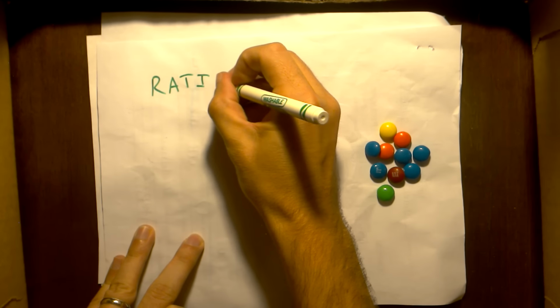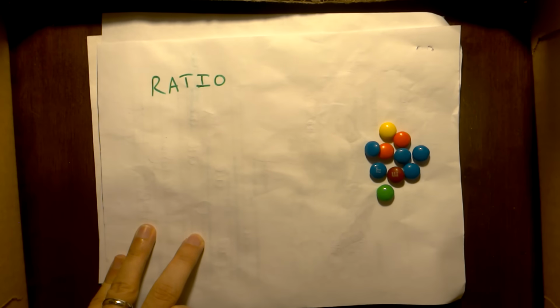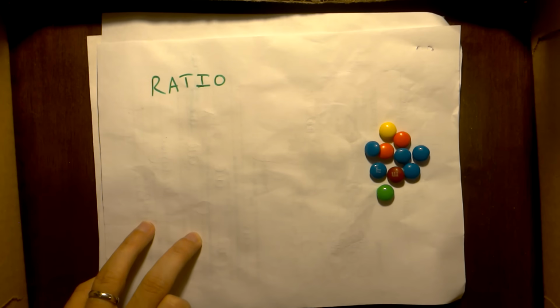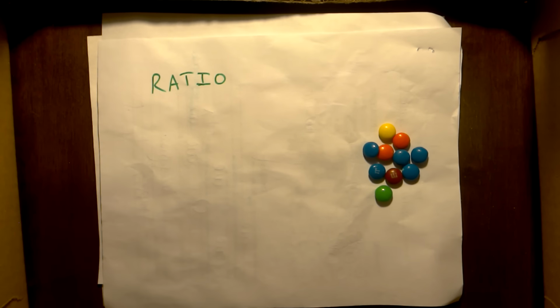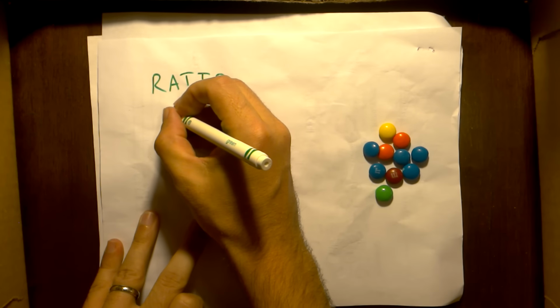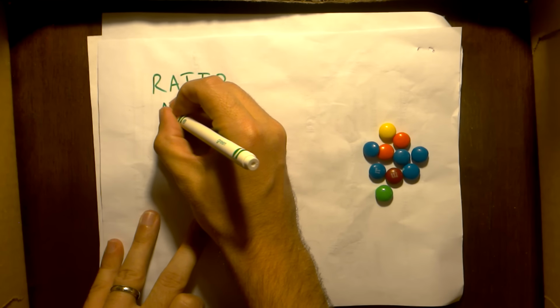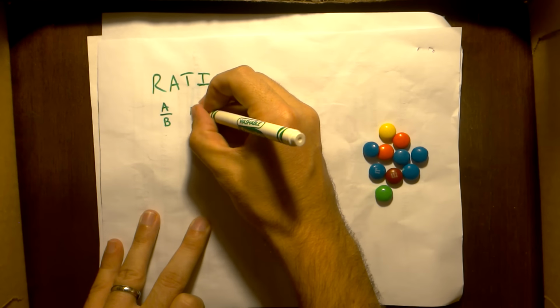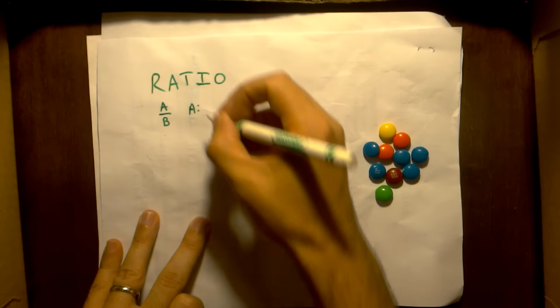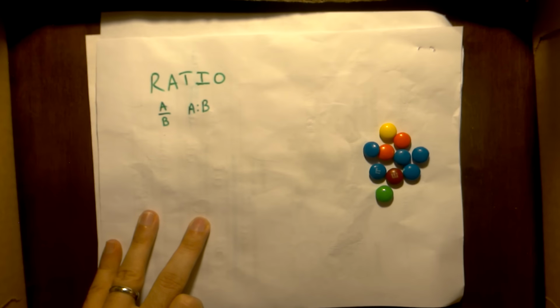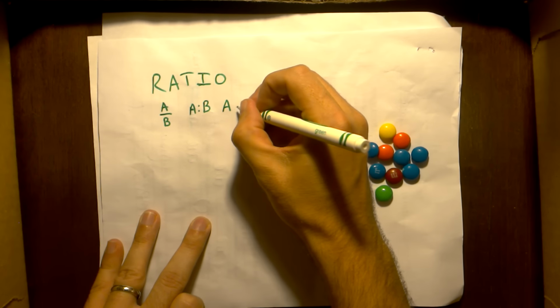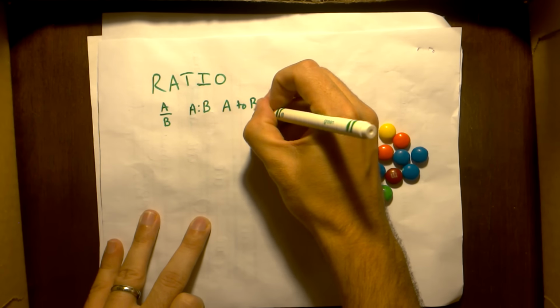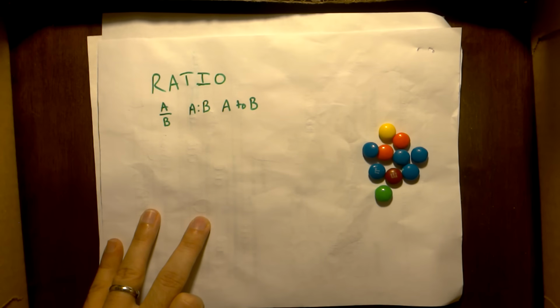A ratio is a comparison of two numbers using division. A ratio can be written three different ways. It can be written as a fraction, so we can have A over B. A ratio can be written with a colon between the two values, A colon B, or a ratio can be written as A to B. All of these are acceptable ways of writing a ratio.